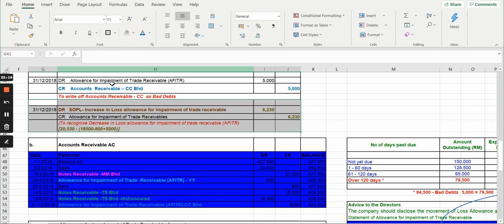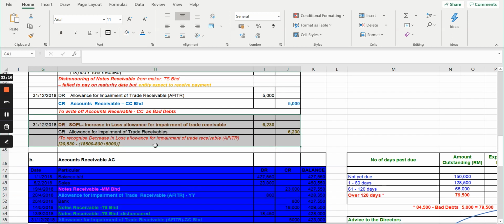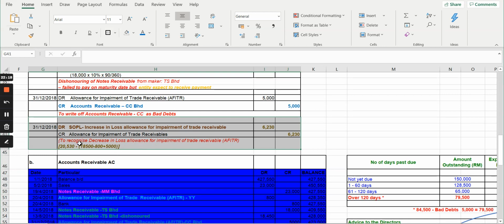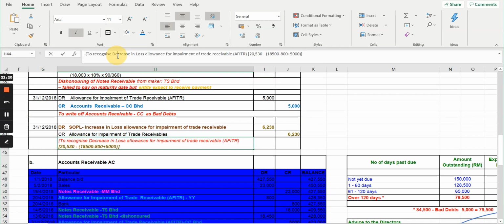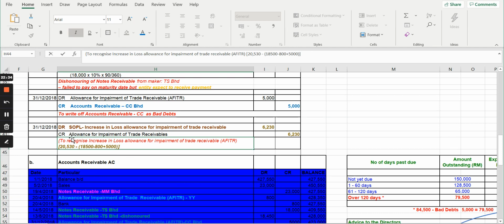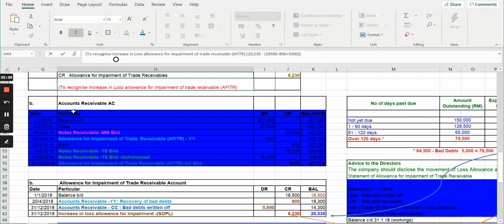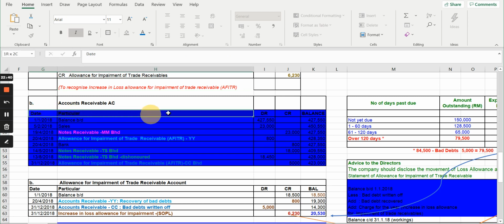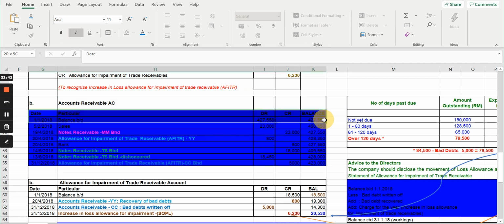Okay, that is one way of doing it. Or what you can do is the workings like what I did here. So this was an increase. That increase is debited to the SOPL, 6230. So you are done with the journal. And this one is the account receivable, that you should be able to do as well.